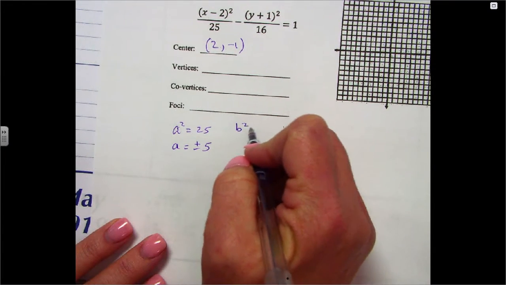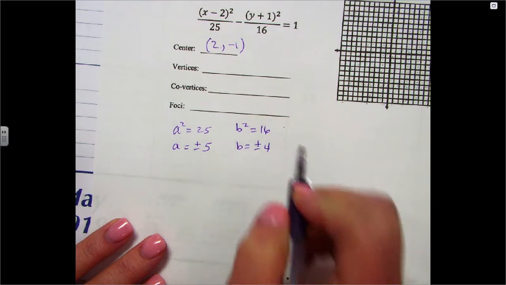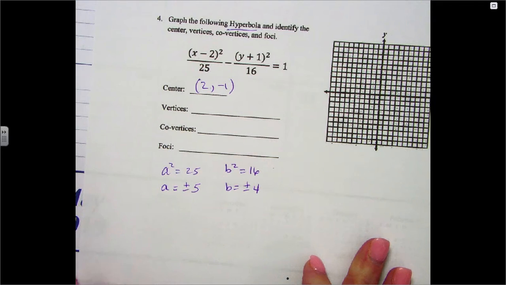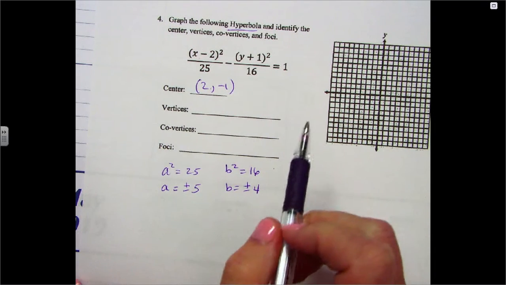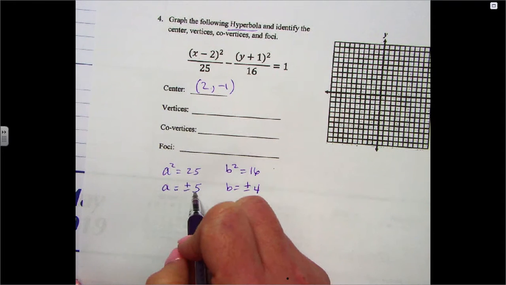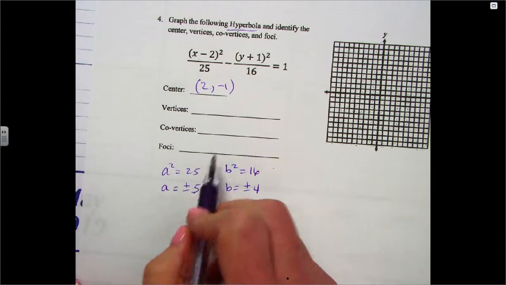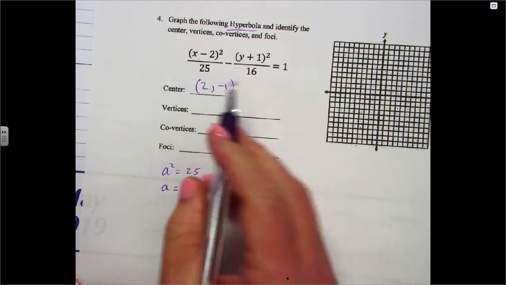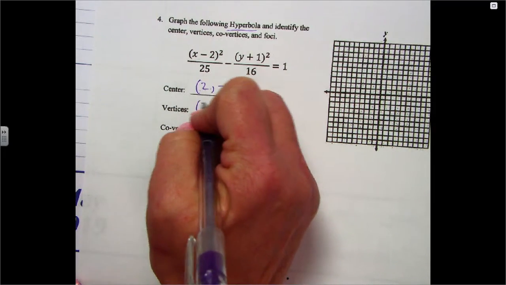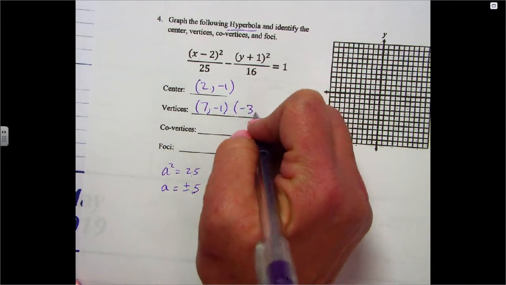B squared equals 16, so B equals plus or minus 4. All right, so we find our vertices the same way. We're going to add and subtract 5 to the x coordinate, since this was the change in the x. So from the x coordinate of my center, 2 plus 5 gives me 7, -1, and 2 minus 5 is -3, -1.